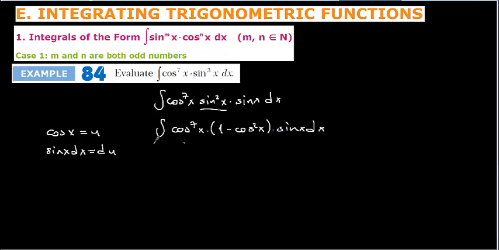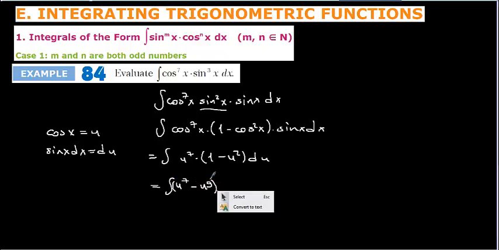Now this sine x dx is going to be replaced by du. I'm going to use the substitution method, and cosine 7x is equal to u to the power of 7 times 1 minus u square du. Here I may distribute, and it will be equal to the integral of u to the power of 7 minus u to the power of 9 du. This is power rule. Now we are going to apply the power rule here, which is equal to u to the power of 8 over 8 minus u to the power of 10 over 10 plus c.